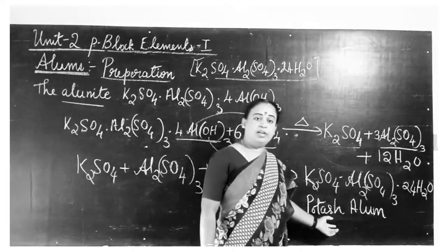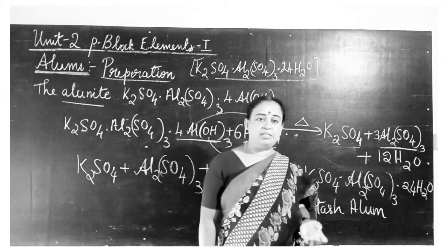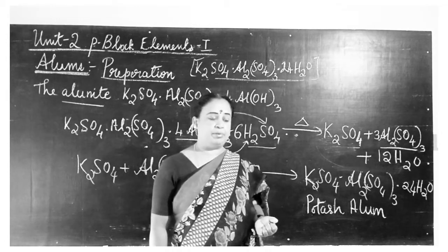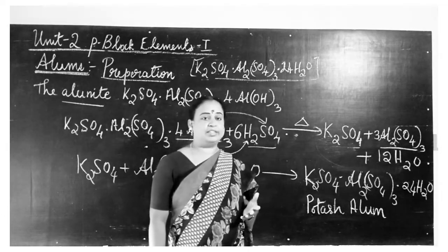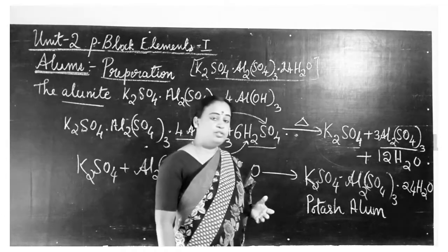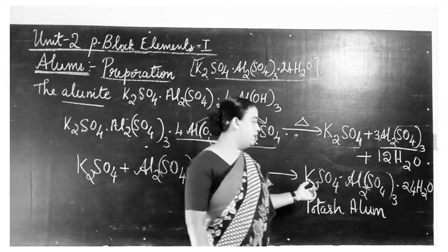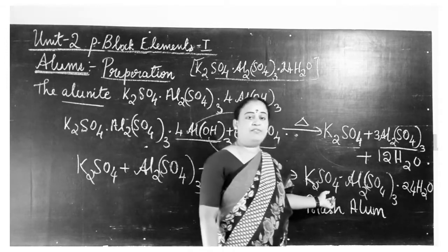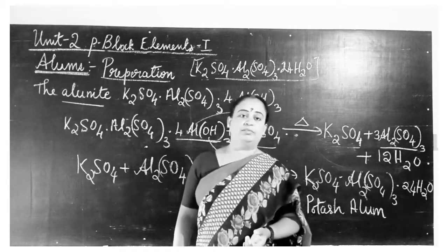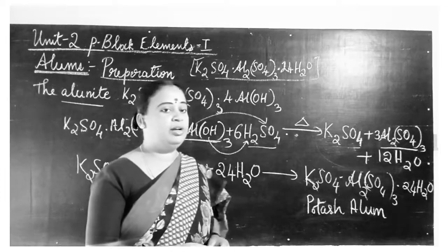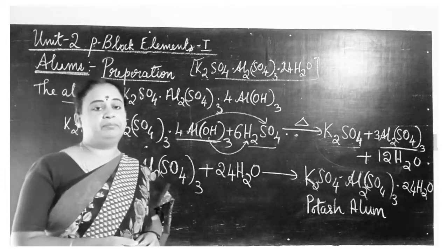The product is potash alum. This potash alum is not in the pure form. Sometimes trace impurities may be present. Those impurities are removed by recrystallization. After recrystallization, we get the pure form of potash alum, that is K2SO4, potassium sulfate, aluminium sulfate with 24 water molecules. Fine. So I hope you understood the reaction behind the preparation of alum.